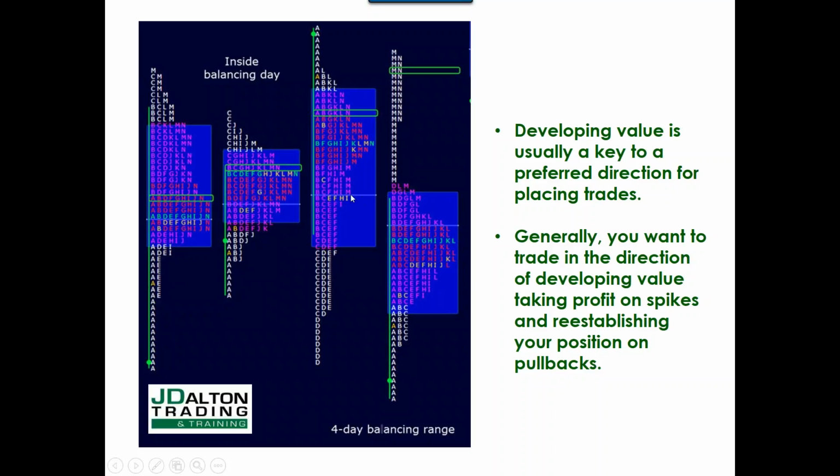Value was overlapping in most cases. In this day, the direction was up, but value stayed lower. So that's a little tricky. They don't always happen according to the way you want them to happen.